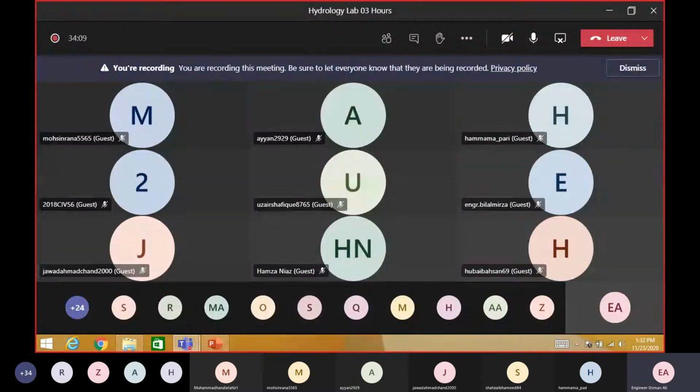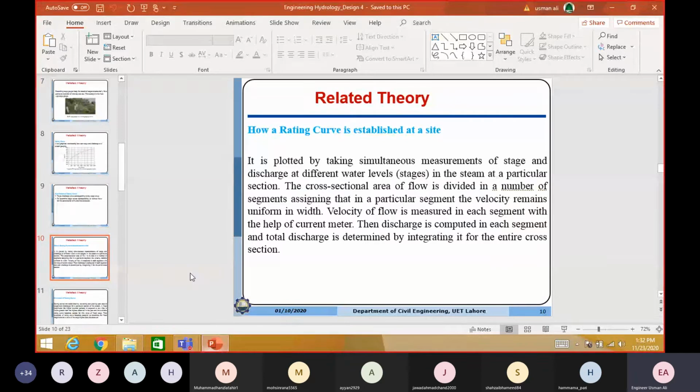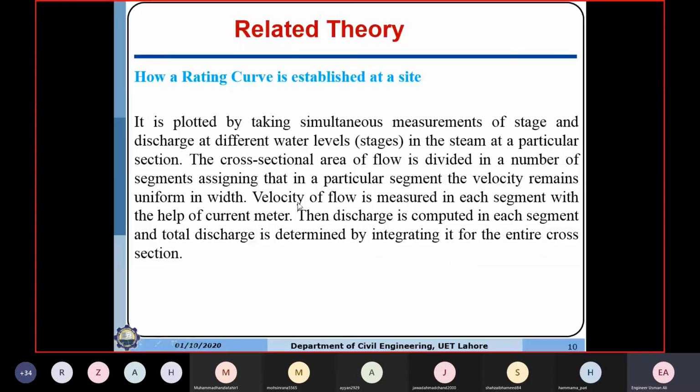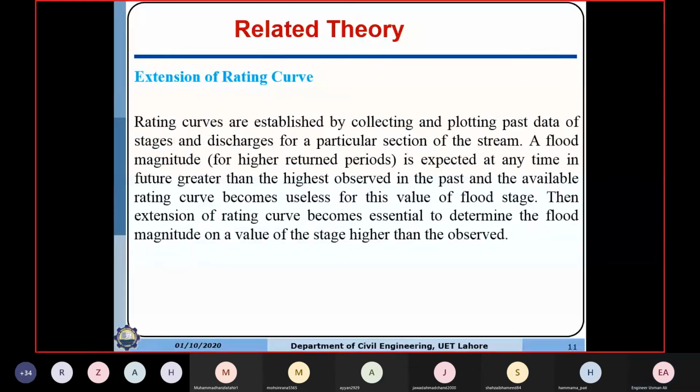Okay, sorry, there was an interruption. Okay, let me complete this. So I hope you have understood this, but further, as I mentioned, you will learn in your theory class how to measure the discharge and stage in the river, and then similarly you have to plot the stage and discharge, that is the rating curve.